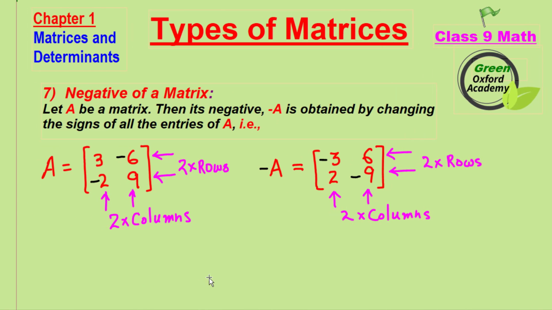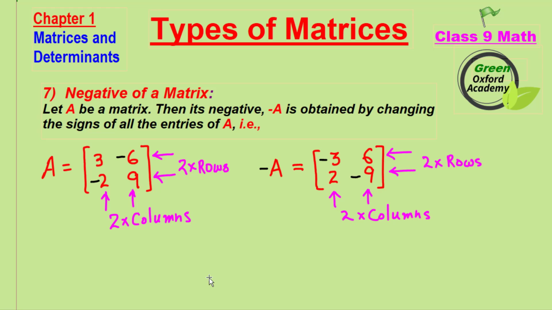Now let's talk about another type of matrix, a negative matrix. A negative matrix can be obtained by changing the signs of all the entries or all the elements of a matrix. I repeat, a negative matrix can be obtained by changing the signs of all the elements of any matrix. Let's have an example of matrix A.